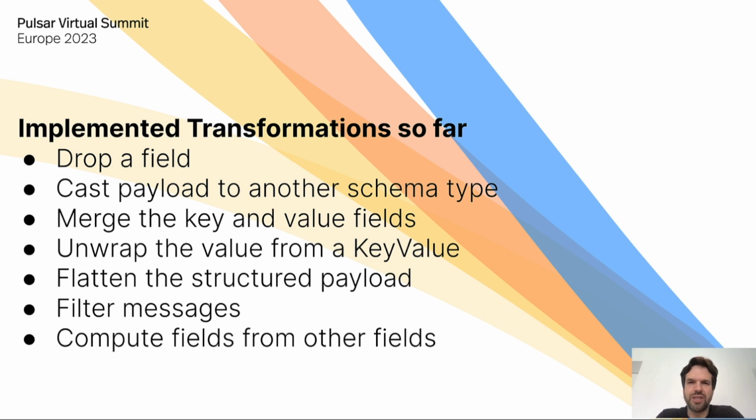We have the possibility to filter messages. Actually, there's the possibility to drop messages, and all the operations can be applied conditionally. So when you define an operation, drop a field, cast a payload, etc., you can say when and give a predicate. And so filtering your message is drop message, when, and this is where you give the condition for the filtering.